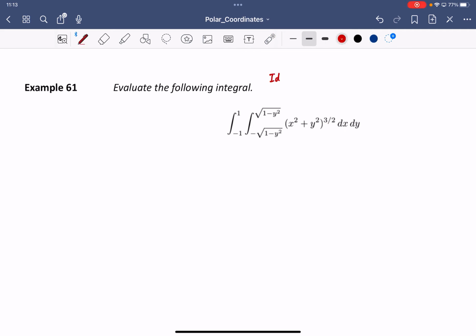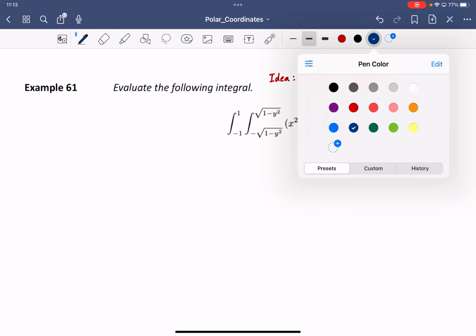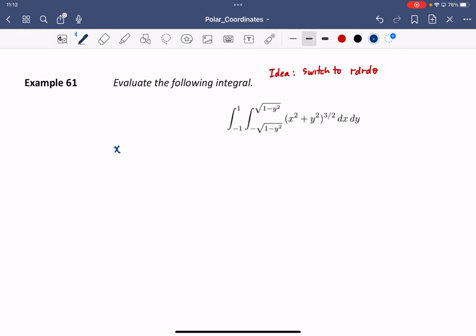So the idea is we're going to switch to the polar coordinates r d theta. It's going to be a lot easier that way. First of all, make sure that you draw the picture first. So x is in between negative square root of 1 minus y squared and square root of 1 minus y squared, and y is going to be between negative 1 and 1. So what is the picture here? You can try to draw the picture.